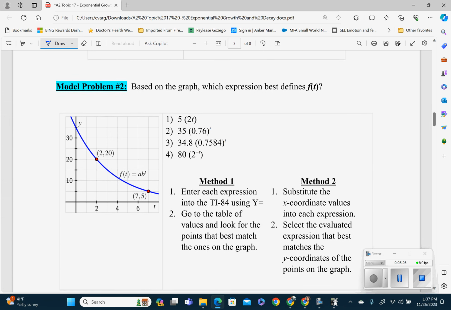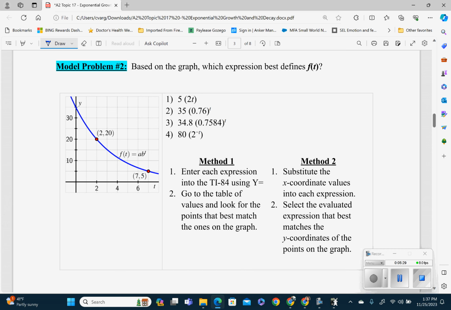Okay, so based on the graph, which expression best represents f of t? So first thing that I notice is this is a decay. It's going down when we're looking from left to right. The graph is going lower. So I know that the initial number doesn't matter, but the number in the parentheses has to be a number that is less than 1. So this is not even an exponential function. This is linear, so that's automatically out. So it's going to be this, this, and this.